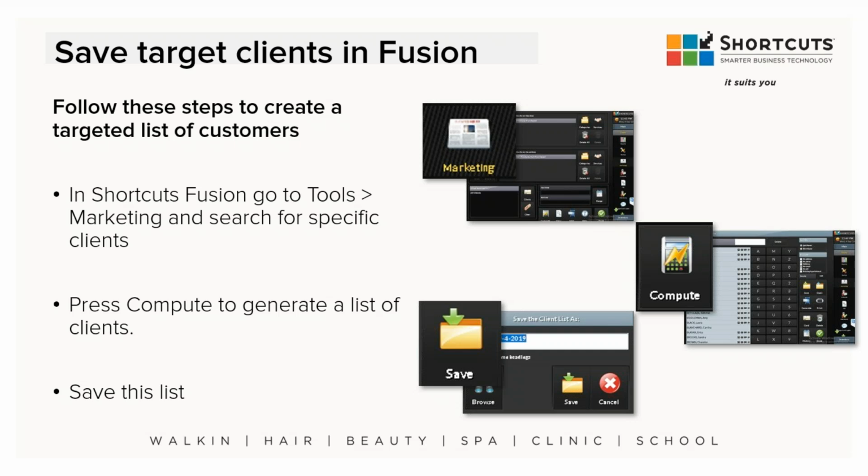Customers that have spent a certain amount with you on services or products or both, Shortcuts can give you that list. So once you go in your Fusion system in your point of sale to tools and marketing, and you search for specific clients, at the bottom of the screen, you'll press compute, and Shortcuts will generate a list of all those customers. You can then save this list, and Shortcuts will save it as a text file that you can synchronize with your email. So you can label it, save it to your desktop, for example, and it'll be ready to upload.